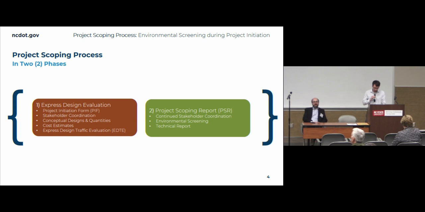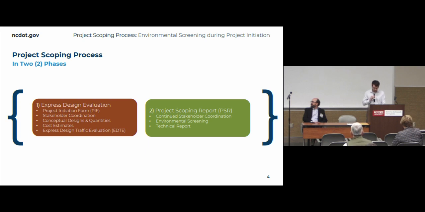This is reflective of a change that the department undertook about 5 years ago as part of the integrated project delivery effort. The project scoping process is completed in 2 phases: the express design evaluation as the first phase, and the project scoping report in the second phase. The express design evaluation will investigate conceptual design options and prepare costs needed for the project to go through the prioritization and programming process.